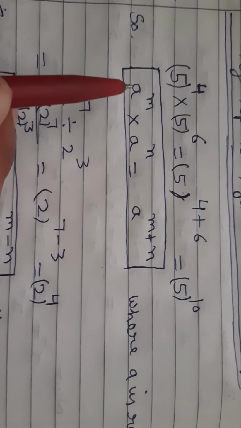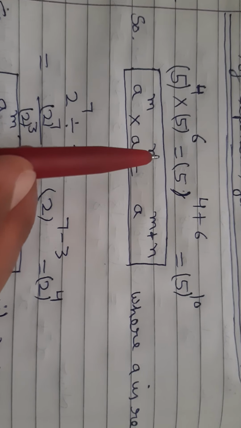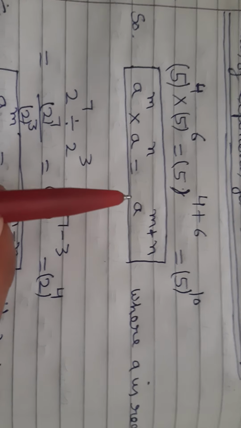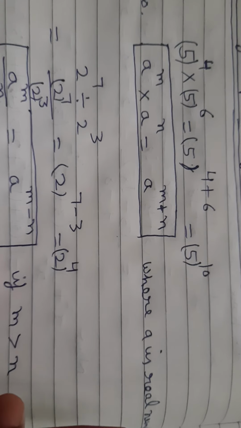So the rule will be a raised to the power m multiplied by a raised to the power n is equal to a raised to the power m plus n, where a is a real number.